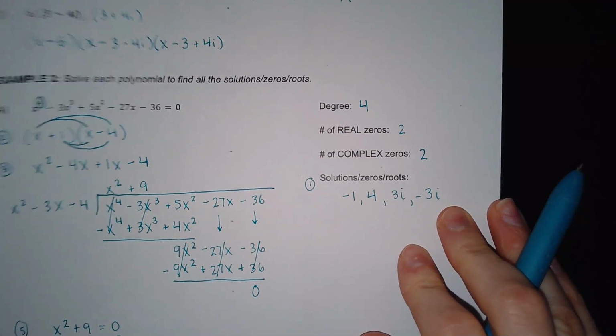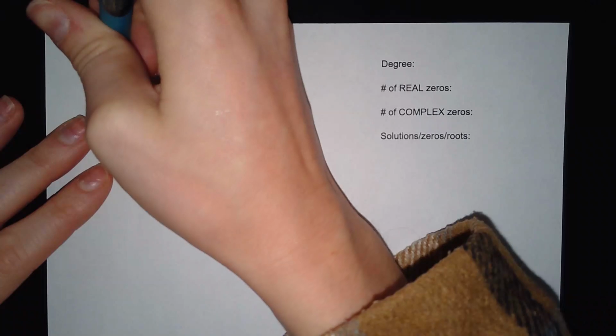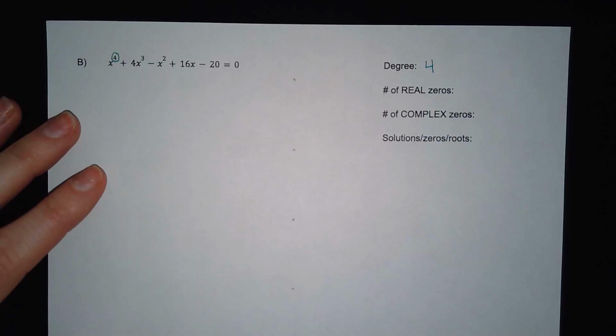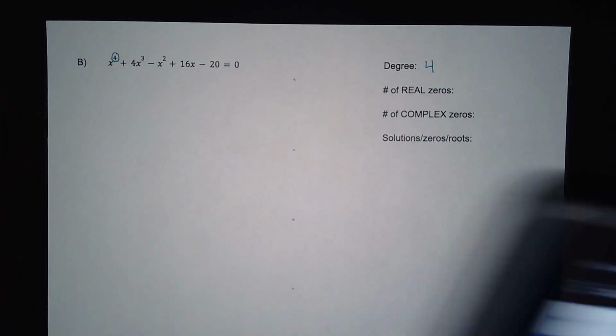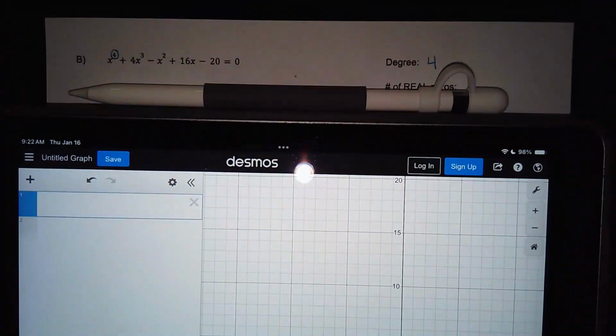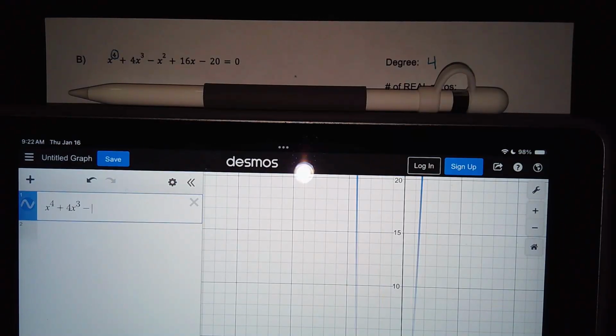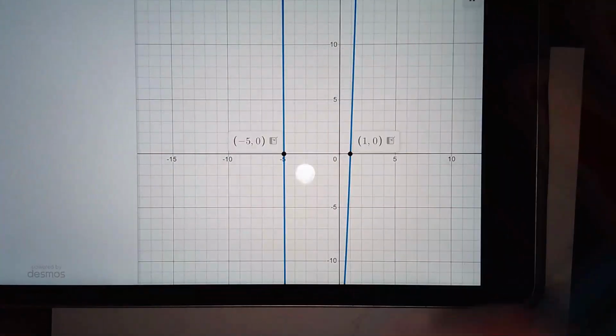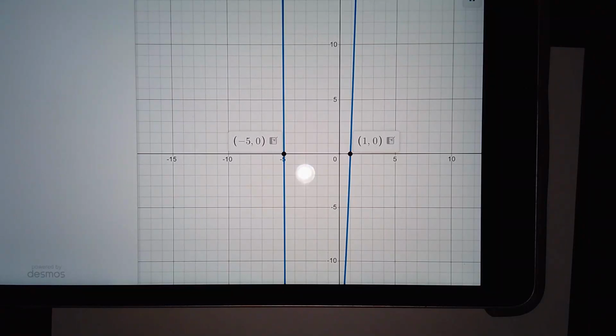We'll go through one more example of complex roots. Again, we'll start with our degree. Degree is the highest exponent. That's a 4, so I'm expecting 4 solutions. I'll go ahead and graph this on Desmos. And we're looking for the x-intercept, so we're looking for where this crosses the x-axis.